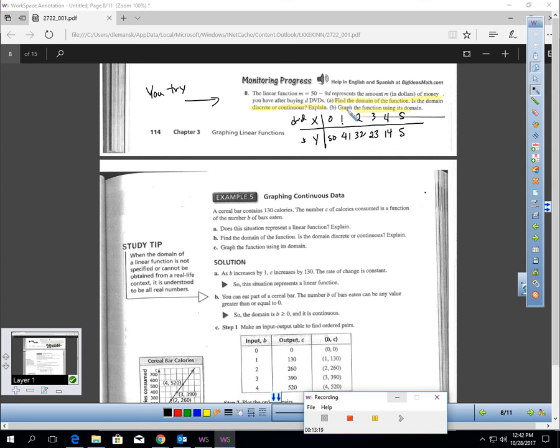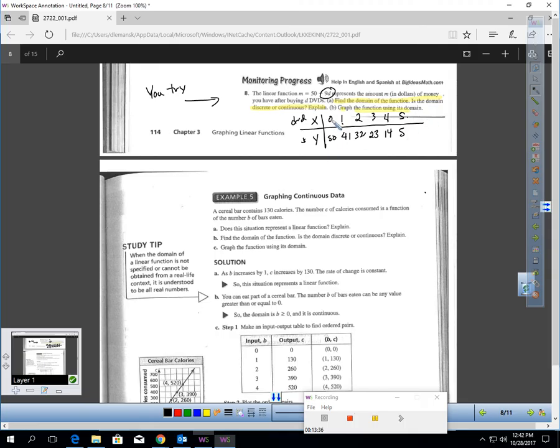So first of all, we want to find the domain of the function. Is the domain discrete or continuous? Explain. Well, first of all, I have $50 to spend, and since each DVD is $9, I could buy at most 5 DVDs, because if I bought 6, I'd run out of money. I only have $50. So here would be a table.